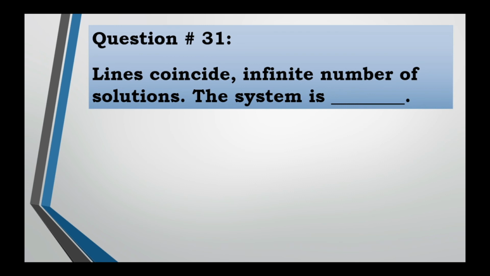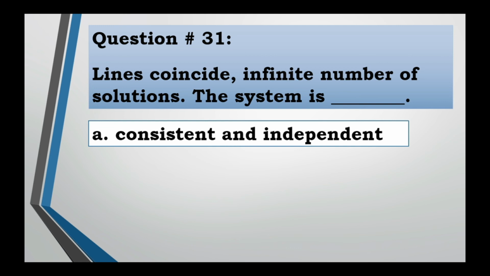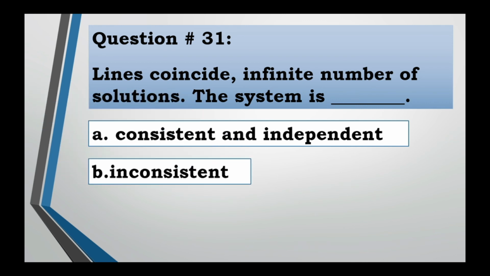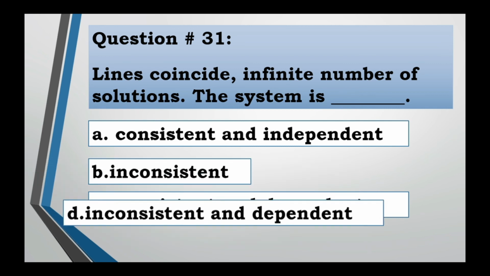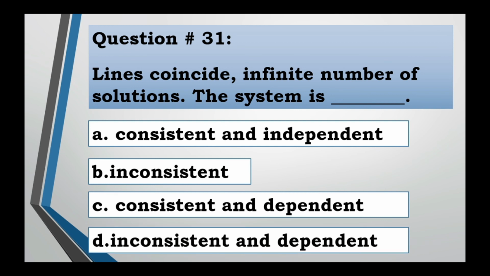Question number 31. Lines coincide, infinite number of solutions. The system is blank. Letter A, consistent and independent. Letter B, inconsistent. Letter C, consistent and dependent. Letter D, inconsistent and dependent.